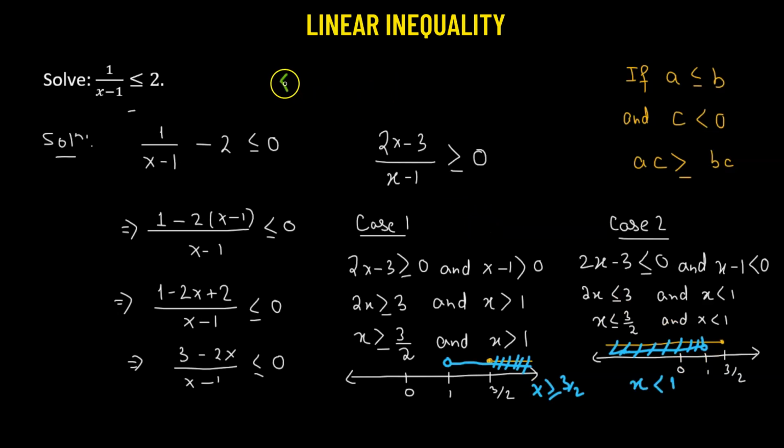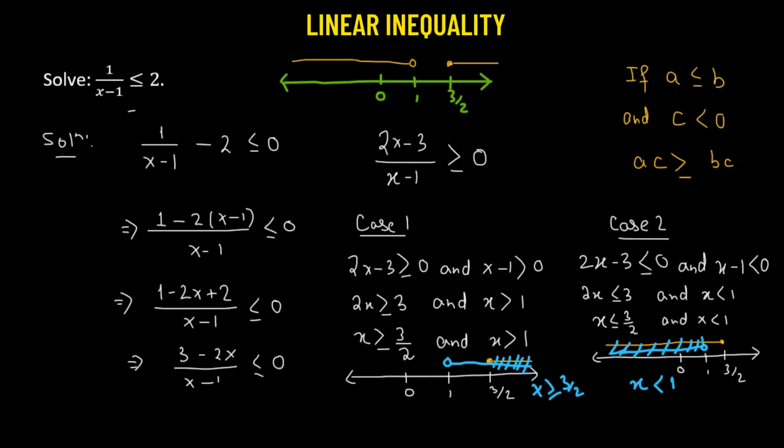So what we have is a number line. On the number line we have 0, 1 and 3 over 2. So from case number 1, the common solution is that we have to consider all the values of x which are greater than 3 over 2. That means it's going to lie to the right of 3 over 2. And case number 2 tells us that we have to consider all the values of x which lie to the left of 1. That means less than 1. 1 is not included.